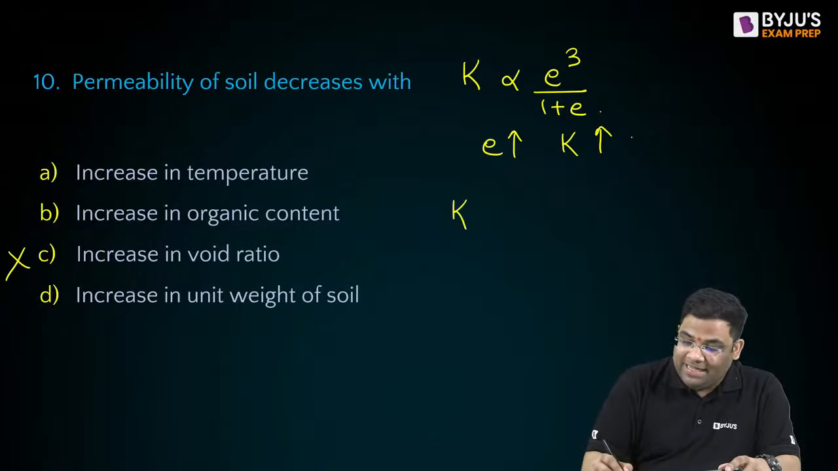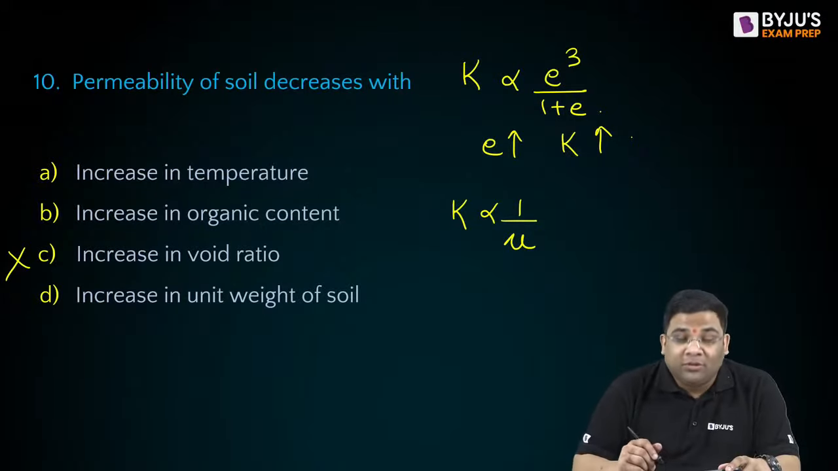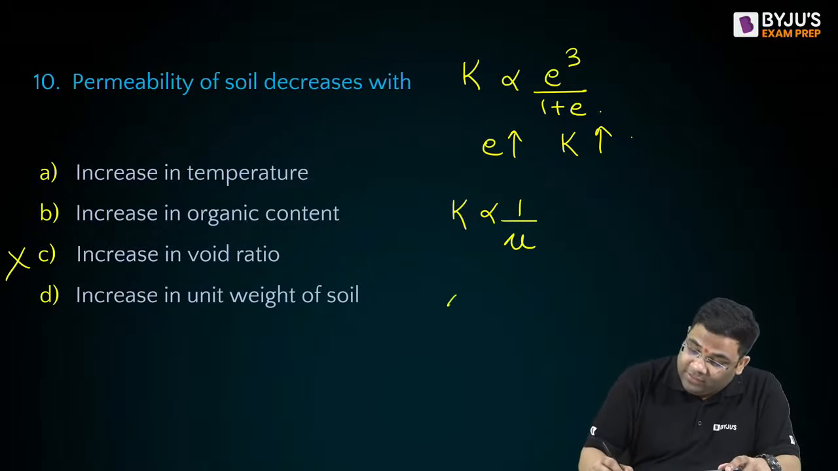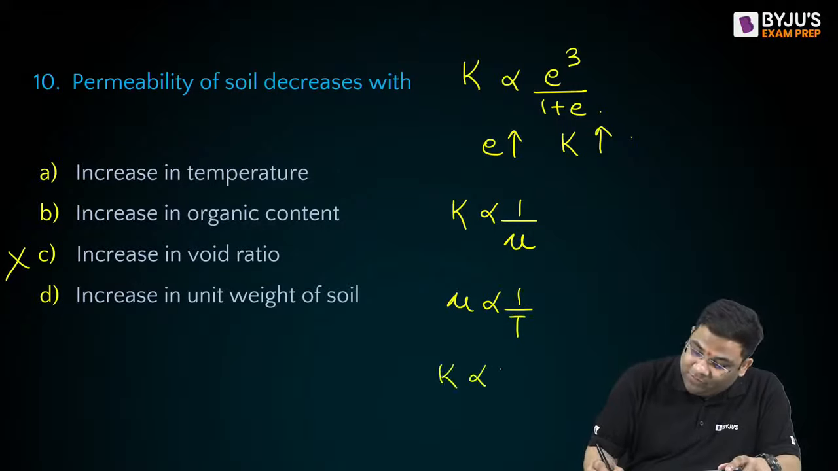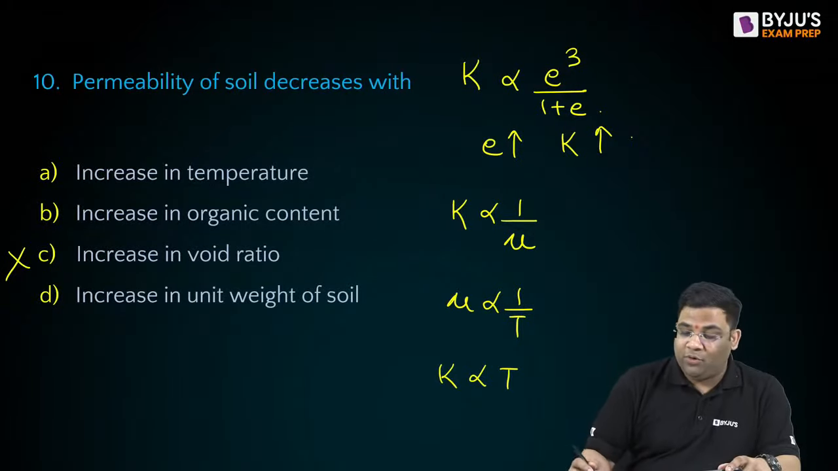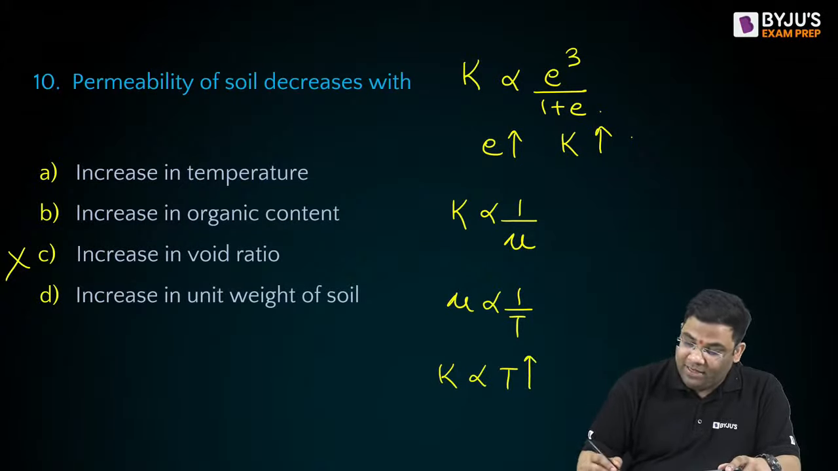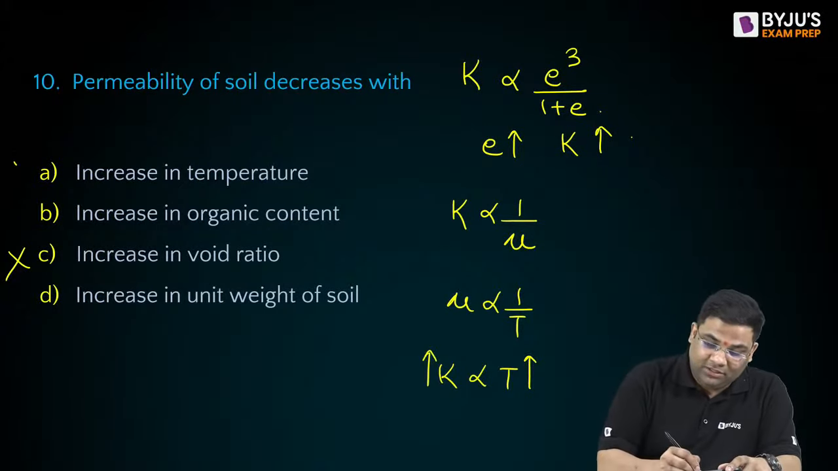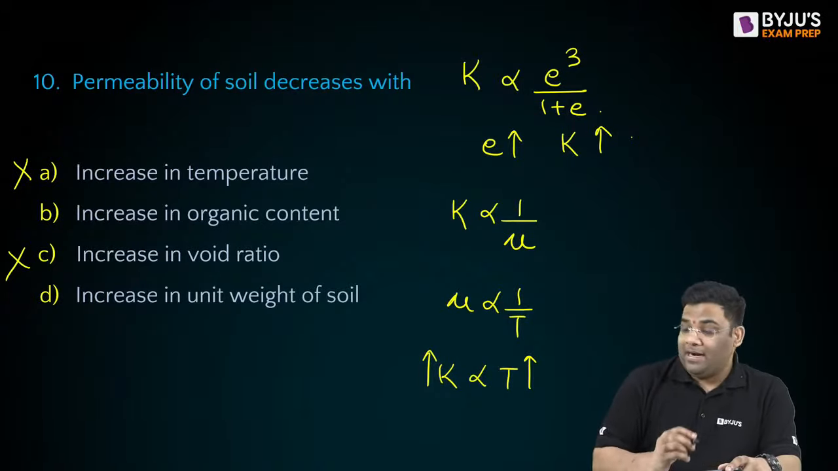Now, your K is inversely proportional to your viscosity. And your viscosity is inversely proportional to temperature. So K becomes directly proportional to temperature. So if your temperature increases, your K will also increase. So this is also wrong.